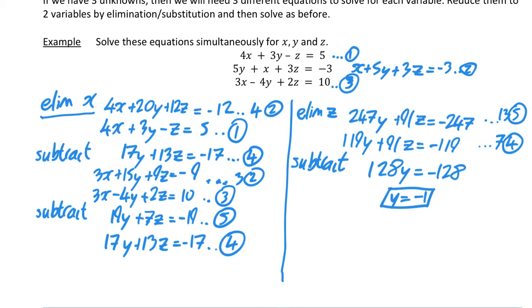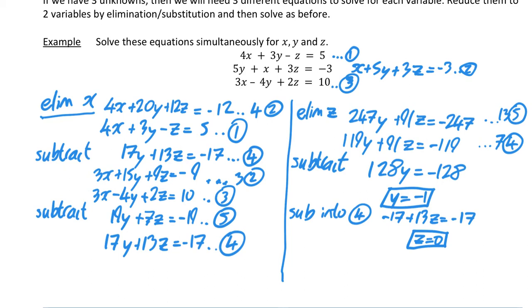Okay, we have a fair bit to get squeezed in here. What we want to do then is sub that into equation 4. So you could have used 4 or 5, I've decided to use 4. And you're going to get minus 17 plus 13z is equal to minus 17. And with a bit of working out, I'm going to get my z is equal to 0. So I've skipped that working out to save us a wee bit of space. My z is equal to 0.